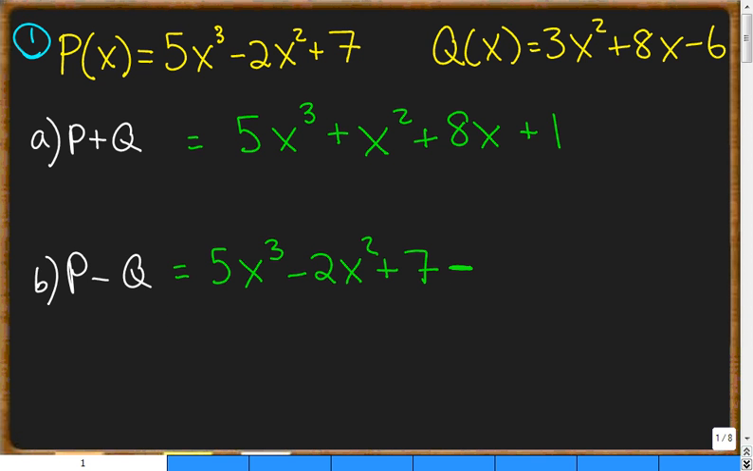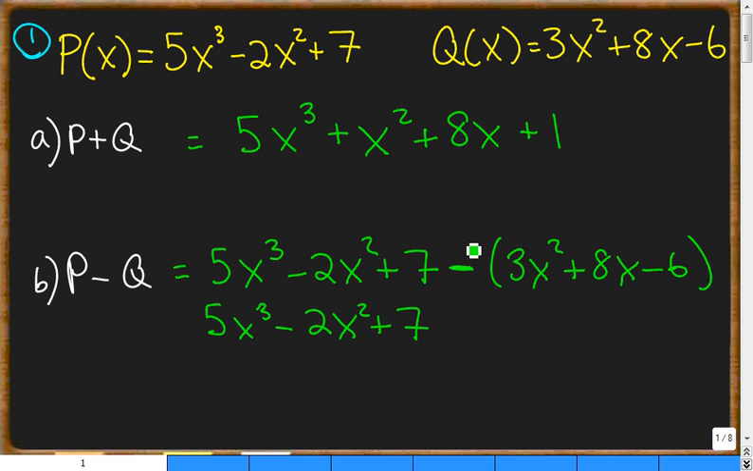So this is important, especially when you're subtracting. It's very, very important that you group things. It's not as important with addition, but you need to do this in this case. Make sure that you bracket the 3x squared plus 8x minus 6, because when you simplify, you have to distribute that negative to each term. So the 3x squared becomes negative 3x squared, and the 8x becomes negative 8x. And now the negative 6 becomes positive 6 because we're taking away a negative 6, so we add 6.